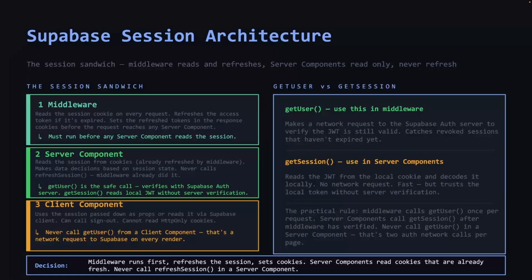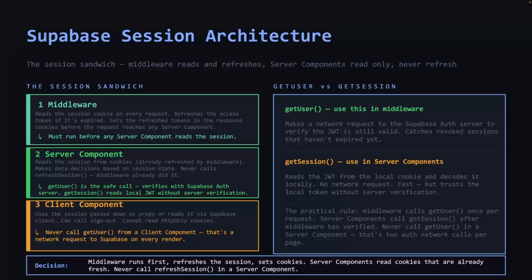We have server components. These call getSession, not getUser. After middleware has done the verification, getSession reads the JWT from the local cookie and decodes it locally. No network call. The token is already fresh because middleware refreshed it.